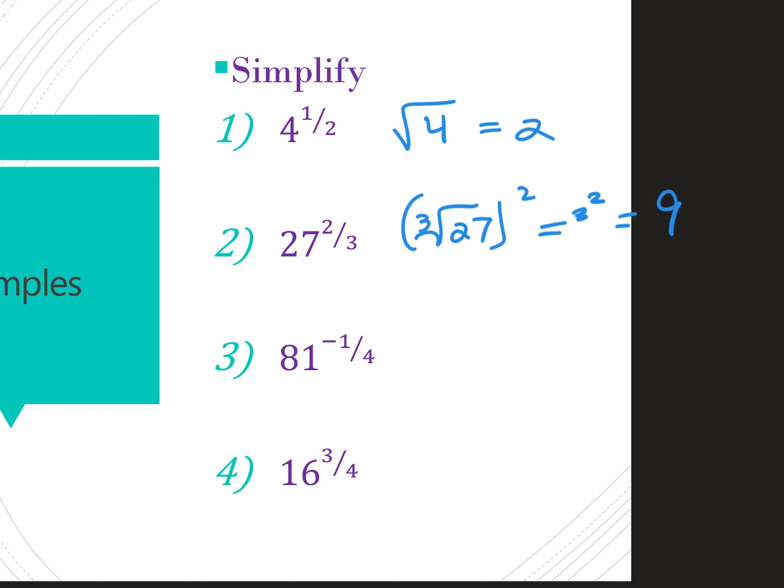I can do something to make it positive. Tell me, Paul Davies. Take the reciprocal, so 1 over. Okay, rewrite this as 1 over 81 to the 1/4. All right, if we have a negative exponent in a numerator, where can we relocate it so it becomes positive? Tell me. There you go.